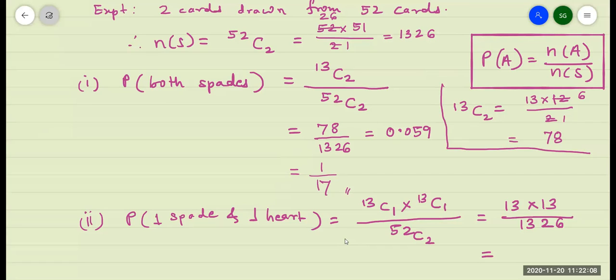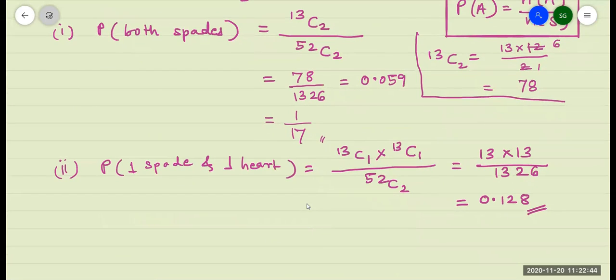Now here also you can use the calculator and get the answer. I'm doing the same thing. 0.128. Yes, 0.128. 0.128 is the final answer. This is how the second part of the question is also solved.